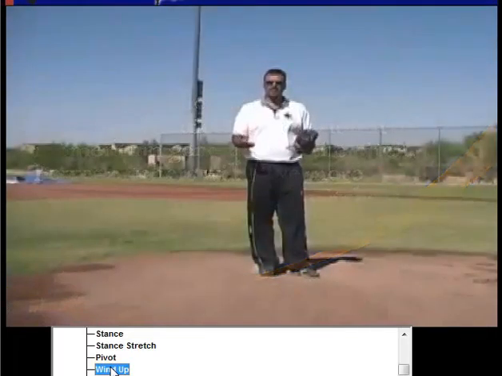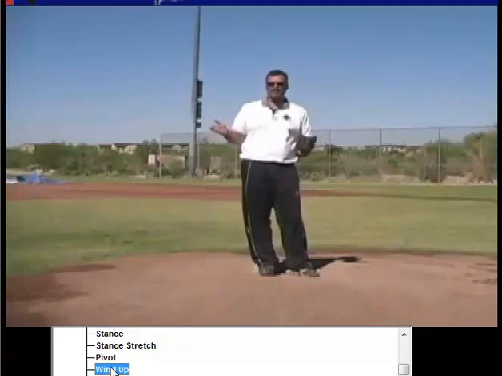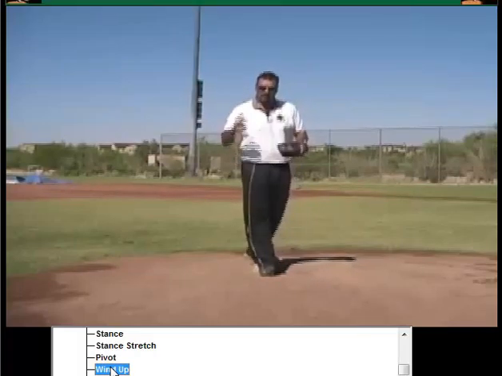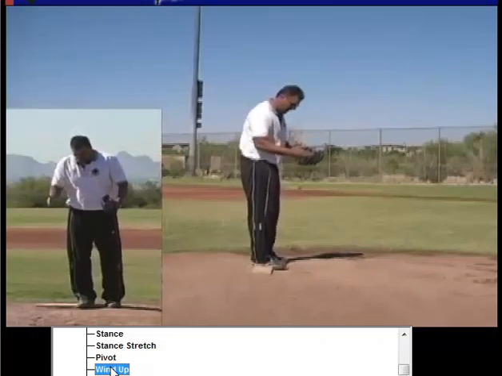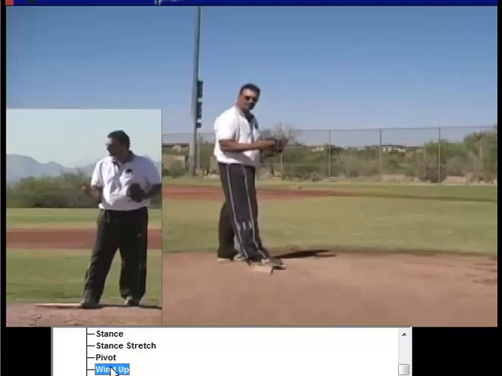Okay, now we're going to talk about the first step in the windup. First step in the windup can vary depending on your stance, but there's a couple of key aspects that we want to pay close attention to. First one we're going to talk about is when I take my step, I'm going to take it with a backward motion, either straight back or back at a 45-degree angle.